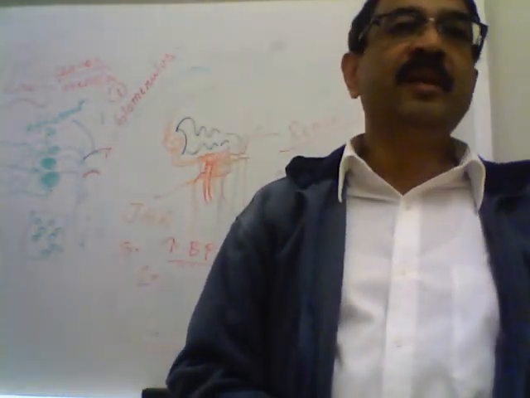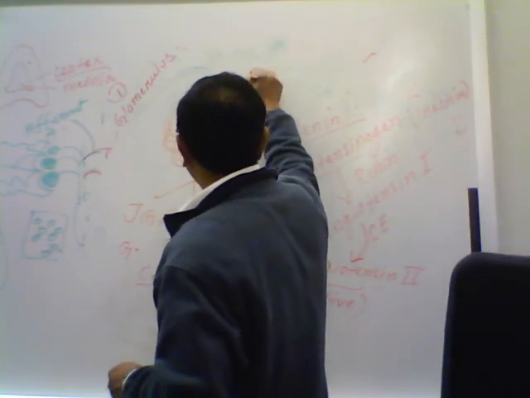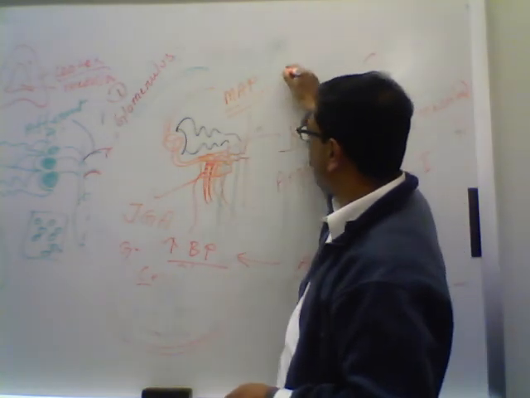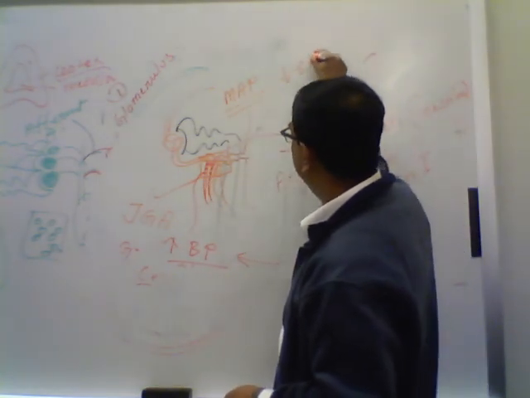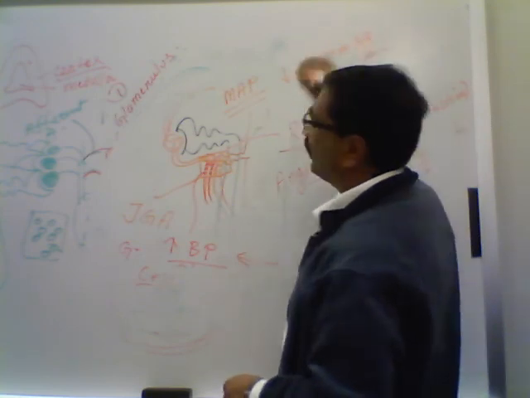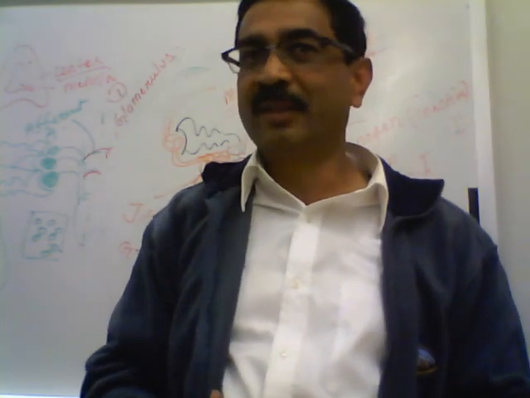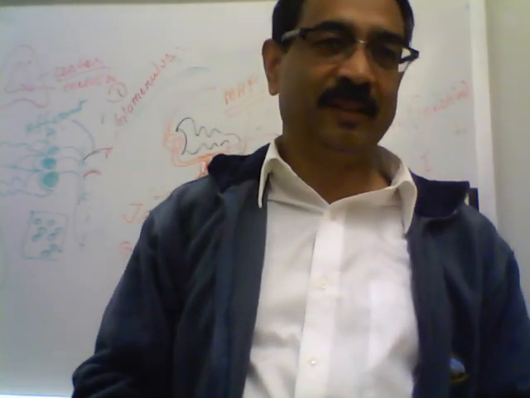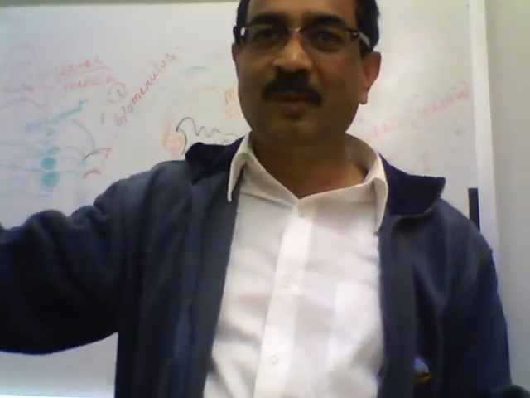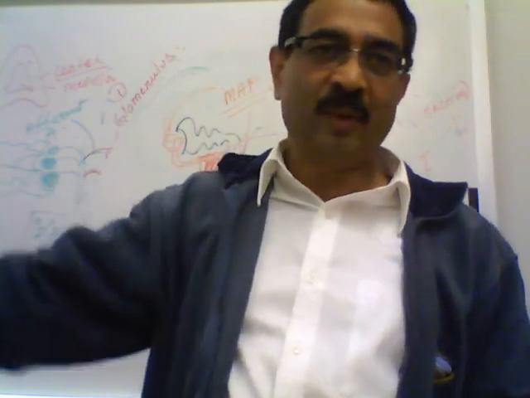When the mean arterial pressure, have you heard this? Diastolic plus 1/3 of pulse pressure, right? When the mean arterial pressure goes below 80 millimeters of mercury, the granular cells will release renin. And renin will convert the angiotensinogen to angiotensin 1, then the converting enzyme will convert it to angiotensin 2.